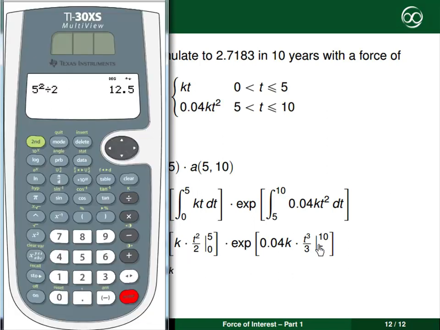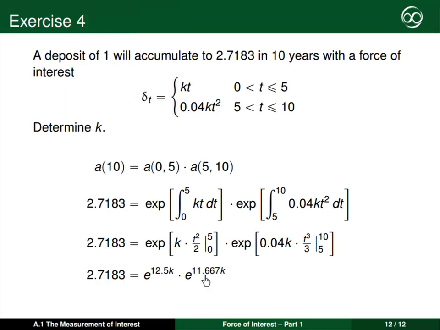For the next one, I need to do 10 cubed minus 5 cubed, because I'm evaluating t from 5 to 10. Then I divide by 3 and multiply by 0.04, giving me 11.666666, going on forever. So I'm just going to write that down as 11.667 times k.